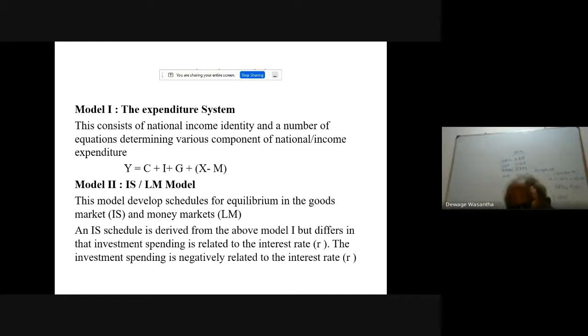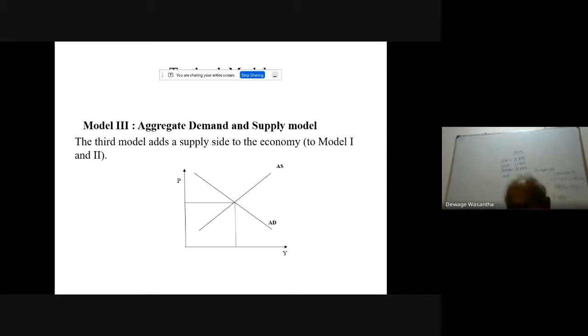Expenditure model, ISLM model, ADAS model. Now these three models can be used. Economists use these three models to explain, understand and describe the economic development and progress of any given economy, and these three models can also be used to design economic policies. When you say economic policies, there are two types: monetary policy and fiscal policy.